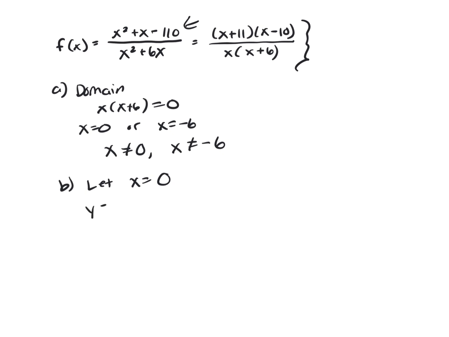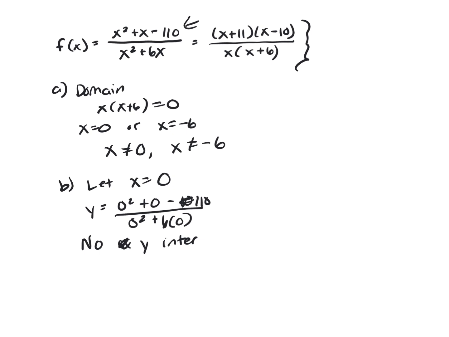And that gives me y equals 0 squared plus 0 minus 110 over 0 squared plus 6 times 0. And that's undefined, so there's no y-intercepts.